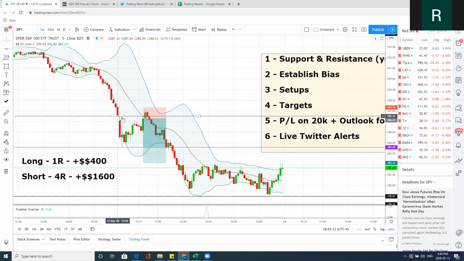But look at this, guys. This chart pulls in right into yesterday's low. And this becomes a new area of resistance. And here is your setup, guys.